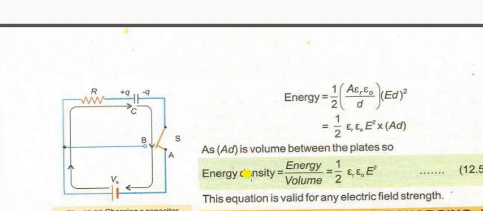So we may define energy density as energy per unit volume. By this expression, if we divide the energy by this volume, this will become the energy density. So the energy density of a capacitor is equal to 1/2 epsilon r epsilon naught into E squared. From this expression we may easily see that the energy density of a parallel plate capacitor is directly proportional to E squared. Okay, this is the relation of the energy of a capacitor. Thank you very much.